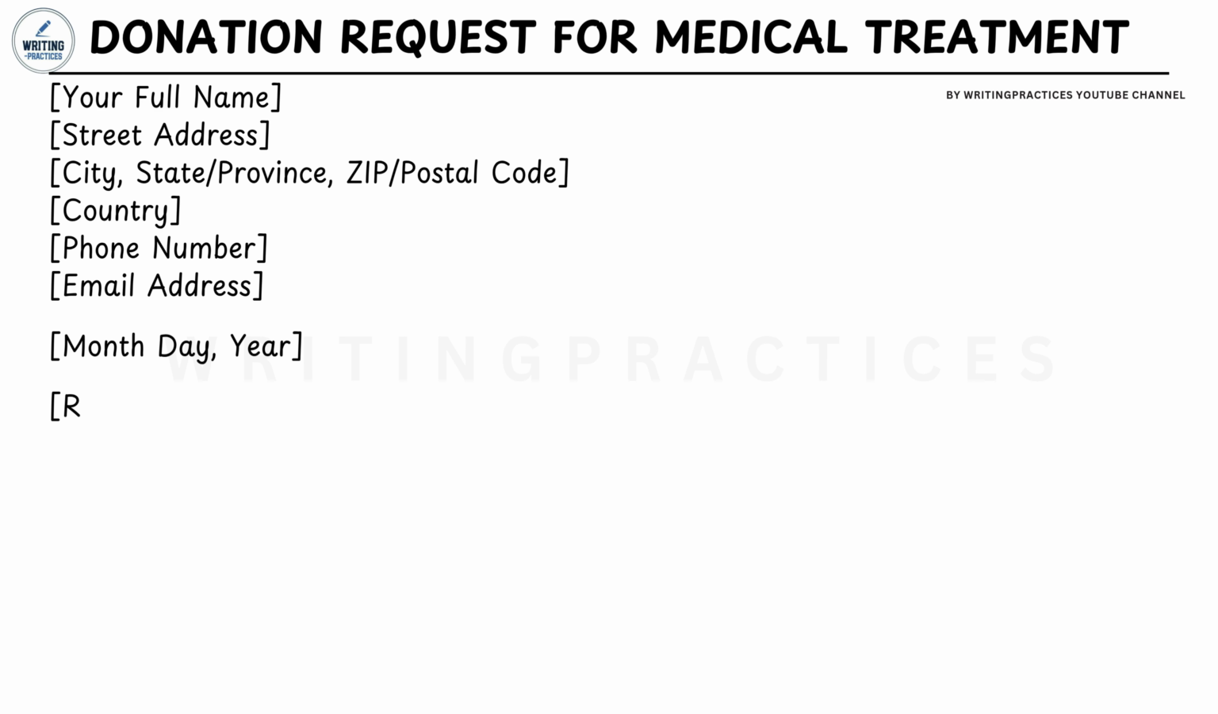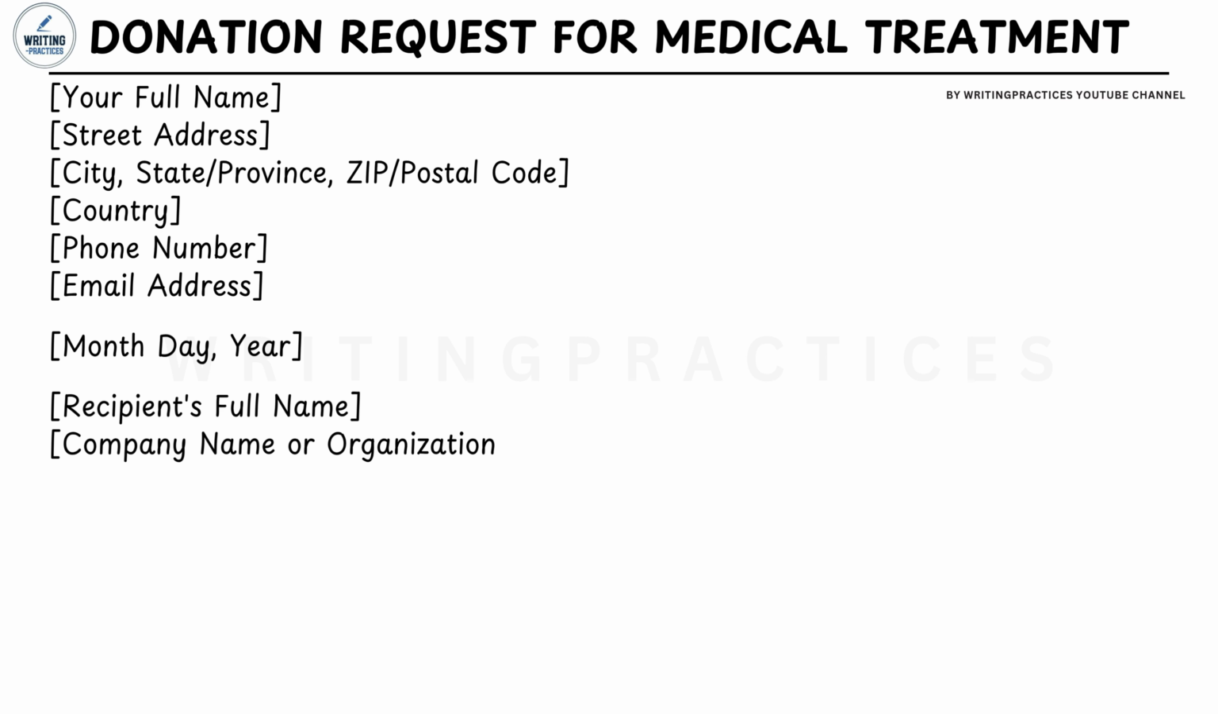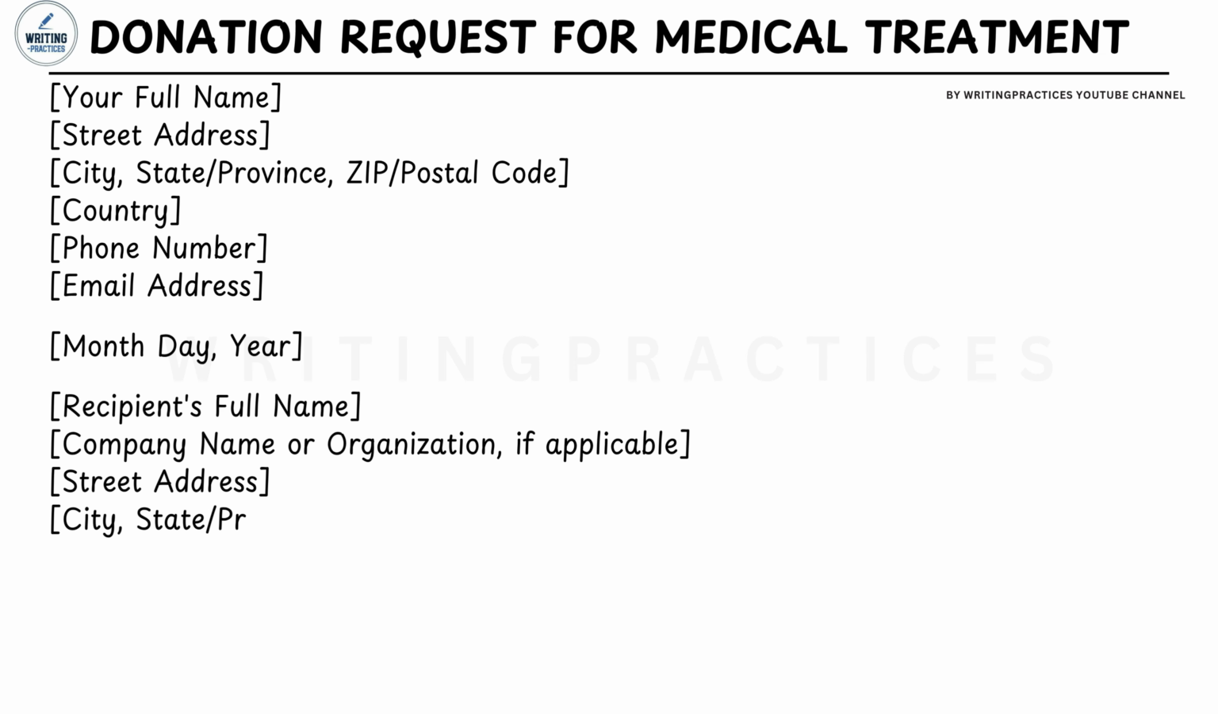Recipient information. Next, write the recipient's information. For example, Mr. Jonathan Hayes, Hayes Community Foundation, 875 Prosperity Avenue, Charlotte, North Carolina, 28203, United States. This section personalizes your request and ensures the letter reaches the intended individual or organization. Addressing the correct recipient demonstrates professionalism and shows that your request has been carefully prepared.